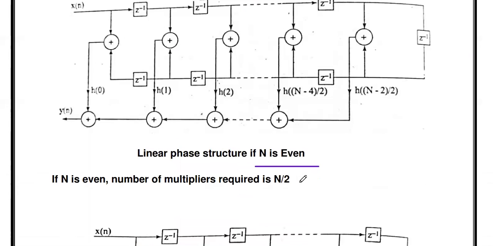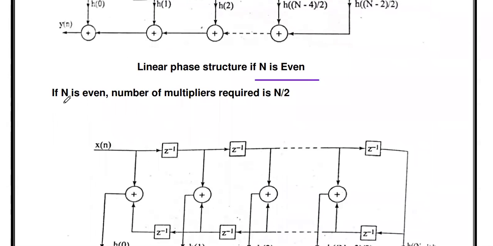If the order is even, the number of multipliers required is N divided by 2. If you want to realize a 4th order filter, the number of multipliers required is 4 by 2, that is 2 only. But in direct form realization, for a 4th order filter we have to use 4 multipliers. In linear phase realization, the number of multipliers required is only N by 2.